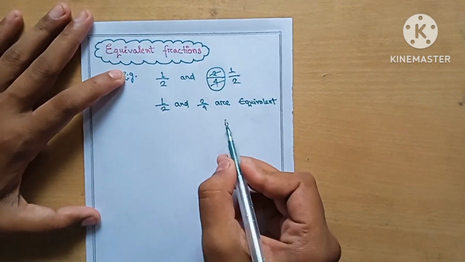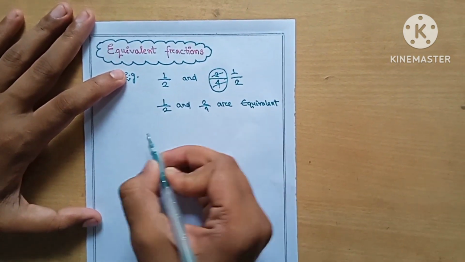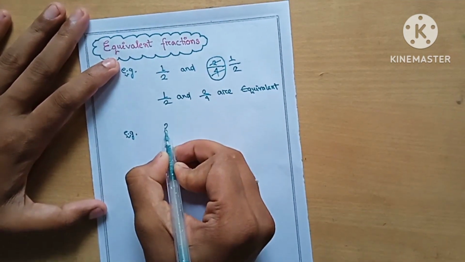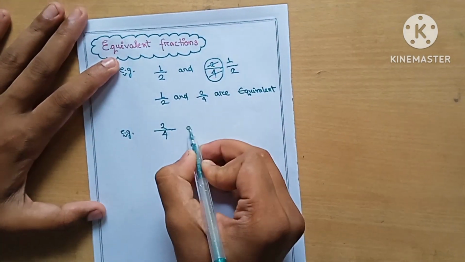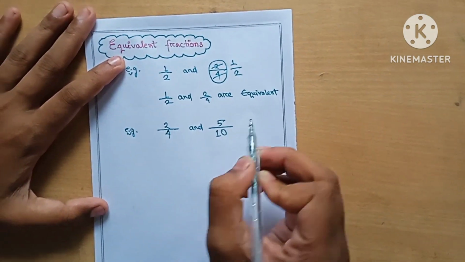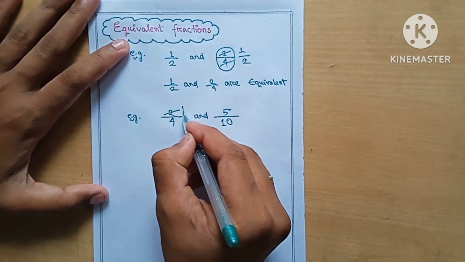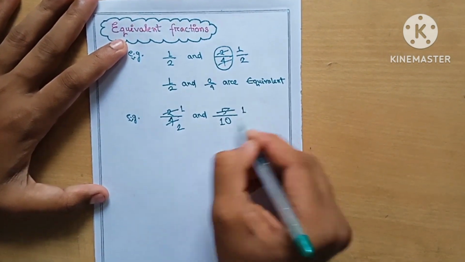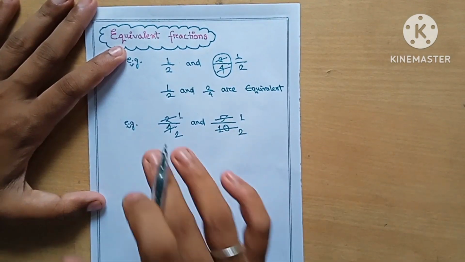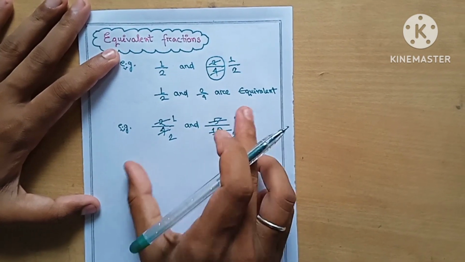Okay, let's understand this by another example. So students, 2 by 4 and 5 by 10. If we reduce these to their simplest form, you can write 1 by 2 and 1 by 2. Therefore both fractions' simplest forms are similar, therefore these two fractions are said to be equivalent.